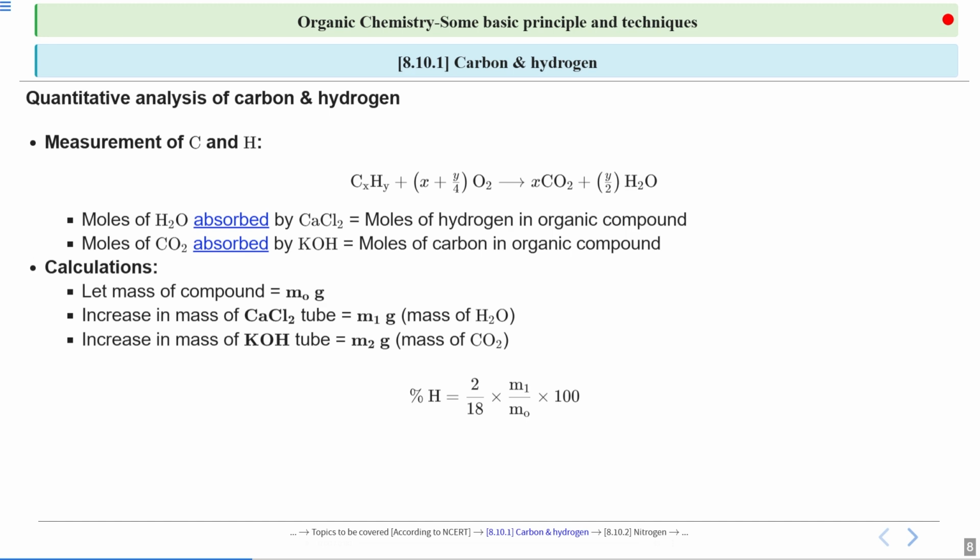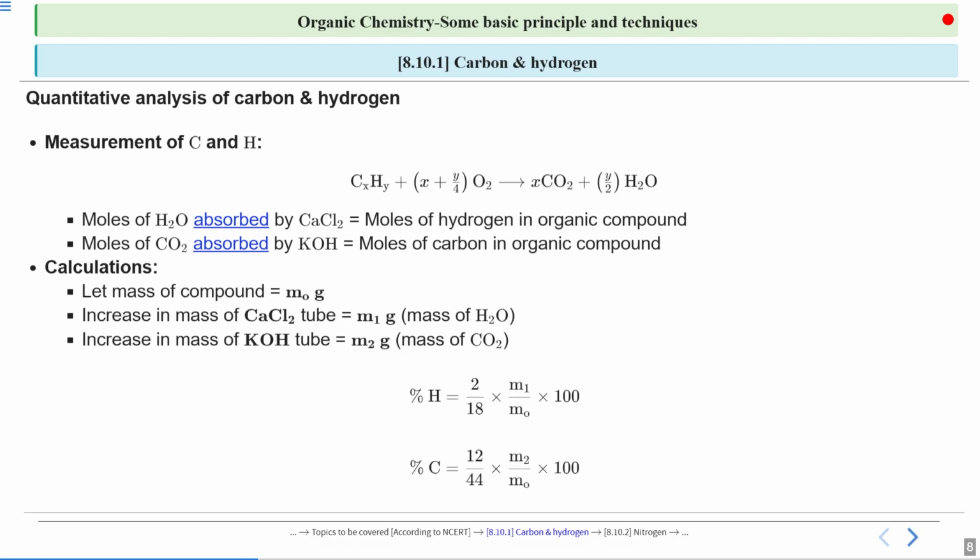Then to calculate the percentage of hydrogen, we use the formula: percentage of hydrogen equals 2 divided by 18 times m1 over m0 times 100. Here, what is 2? So 2 is the mass of hydrogen in a water molecule and 18 is the total mass of water. So this formula converts our measured values into percentage of hydrogen in the sample.